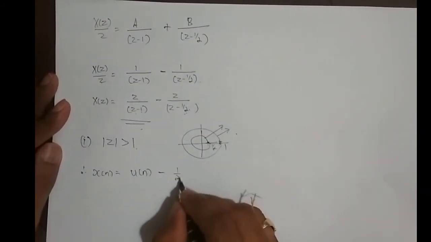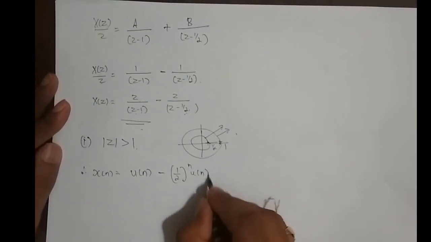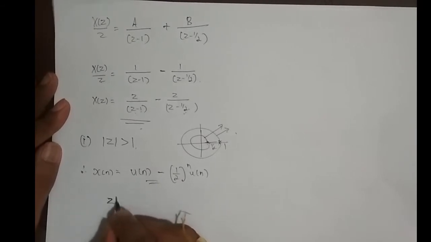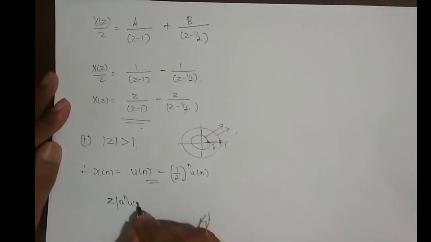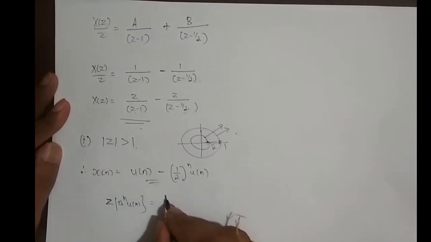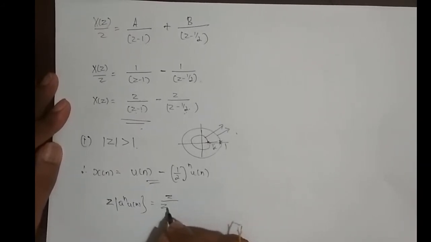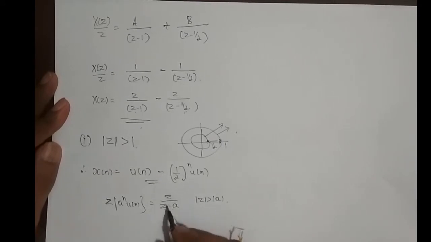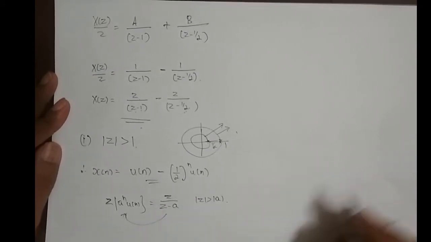So it is (1/2)^n u[n]. Because the Z transform of a^n u[n], an infinite length right sided sequence, is z divided by z minus a, with magnitude of z greater than magnitude of a. So the inverse z transform will be a^n u[n].